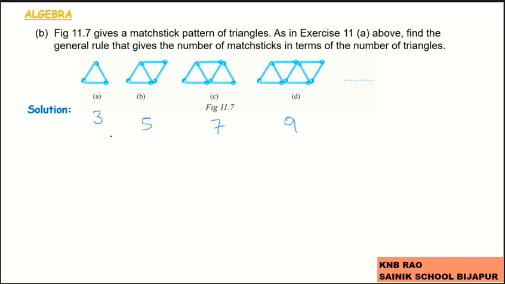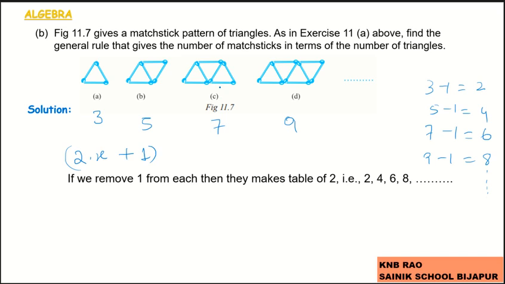You could observe here, if I remove 1 from each of these, I will get 3 minus 1 as 2, 5 minus 1 as 4, 7 minus 1 as 6, 9 minus 1 as 8. You could see the table of 2's. So, number of matchsticks will be 2 times the number of triangles plus 1. So, table of 2's you are getting. So, 2 into number of triangles, 2x plus 1 will be the rule for this.